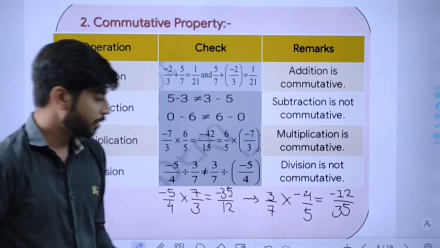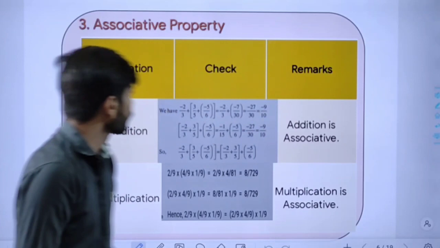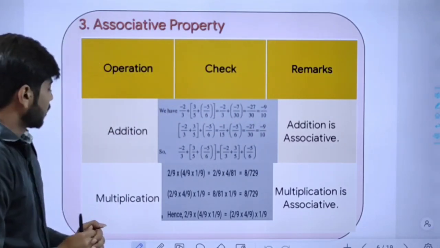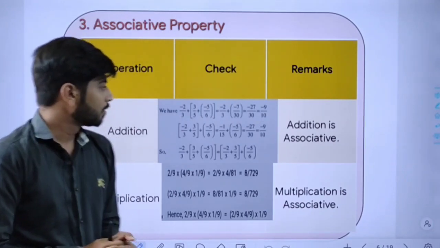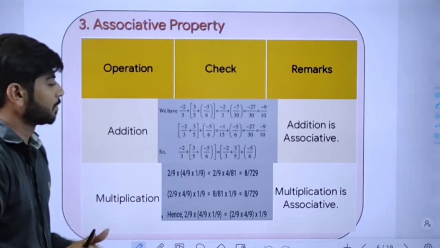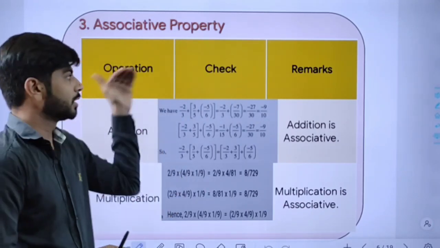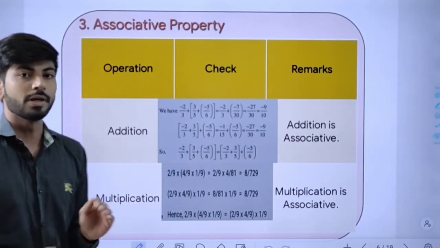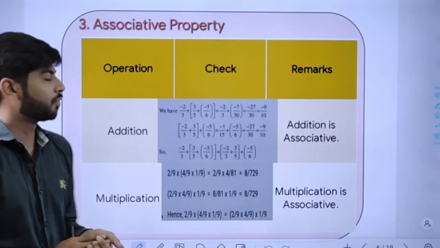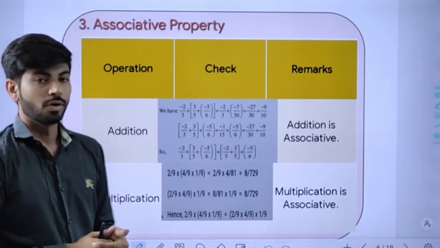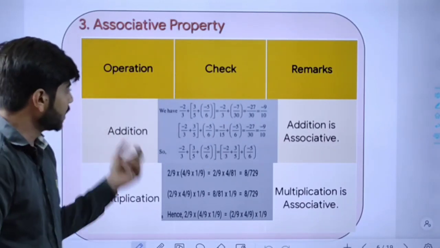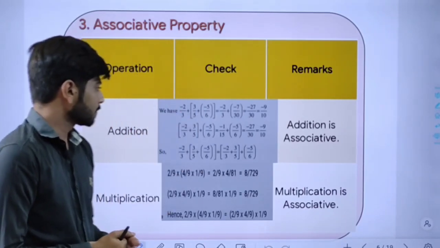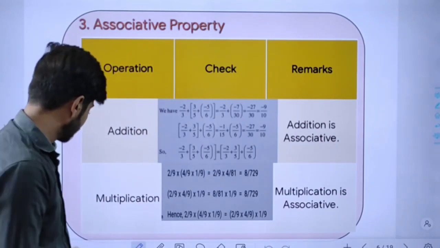Let's check now another property, the associative property. In this property we will check only for addition and multiplication, because the associative property is not followed for subtraction and division for integers. So we will not check it for the rational numbers. Now addition. For addition I have taken one example here.